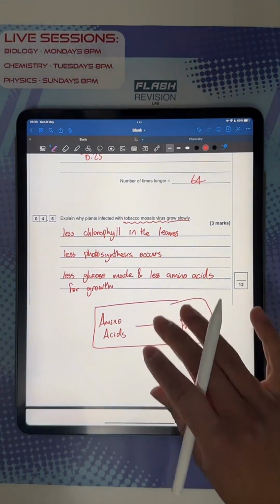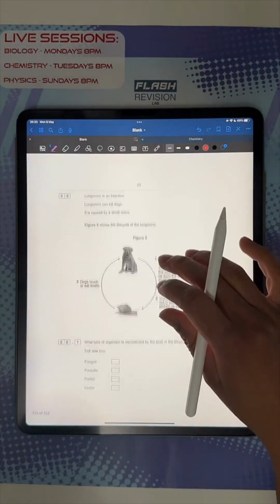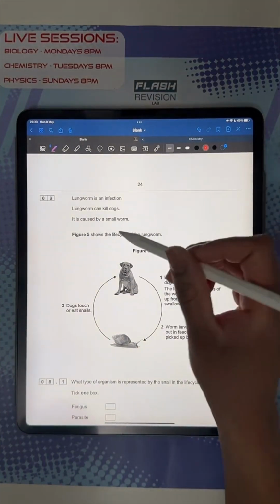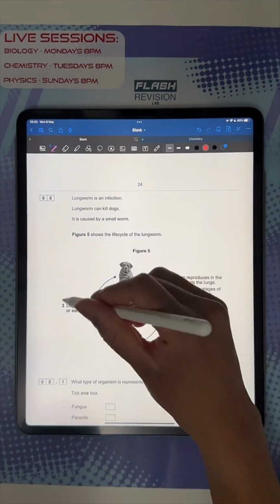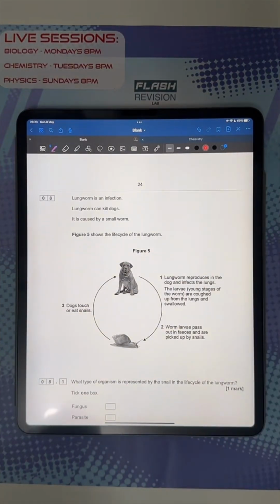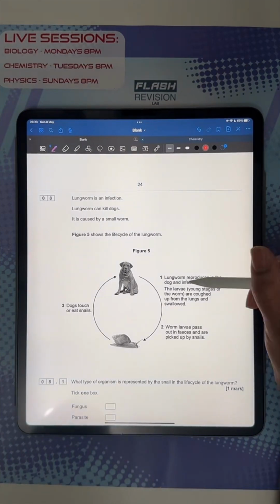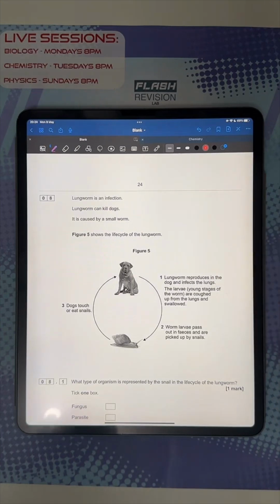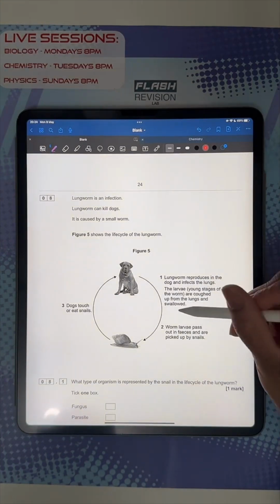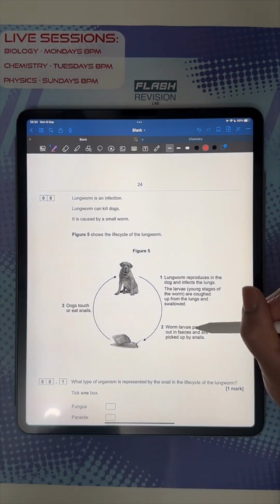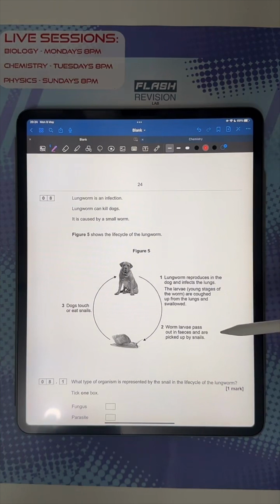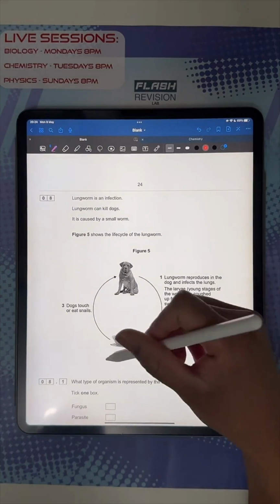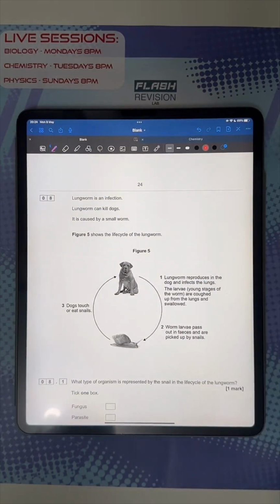Okay, next up, let's see what we've got. All right, another question. So we've got a lungworm. It's an infection. It can kill dogs. It's caused by a small worm. And we've got a life cycle of the lungworm here. Lungworm reproduces in the dog and infects the lungs. The larvae, basically young stages of the worm, are coughed up from the lungs and swallowed. Worm larvae pass out in feces and are picked up by snails. And then the dogs touch or eat the snails, and that's how they get the lungworms.